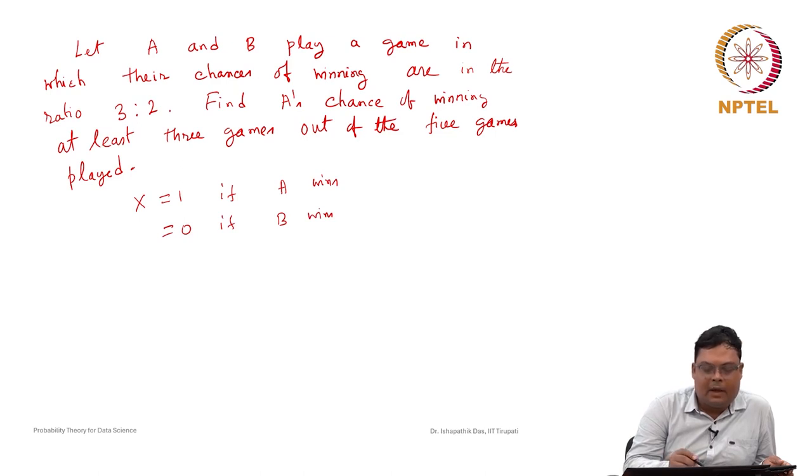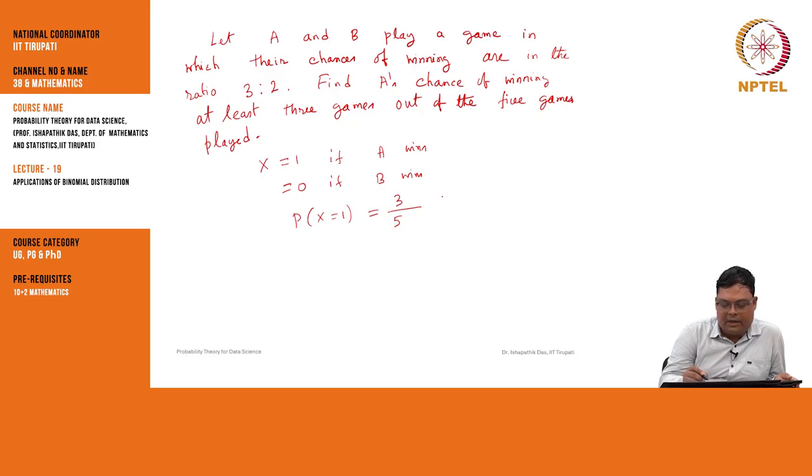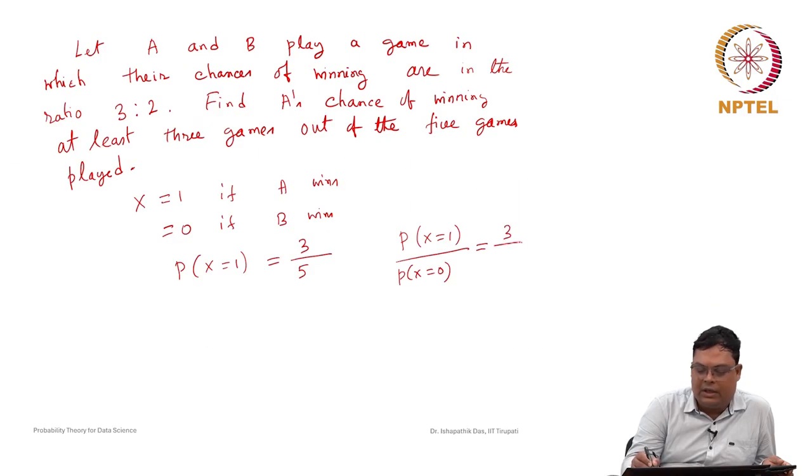It is given that their chances of winning are in the ratio 3:2. That means if 5 games are played, then the probability of X equal to 1 is nothing but the odds for A, that is 3 for A. You can also think of it like this: the ratio is the probability of X equal to 1, which is A winning, to the probability of X equal to 0, which is B winning. So B wins means X equal to 0, and this ratio is 3 to 2.